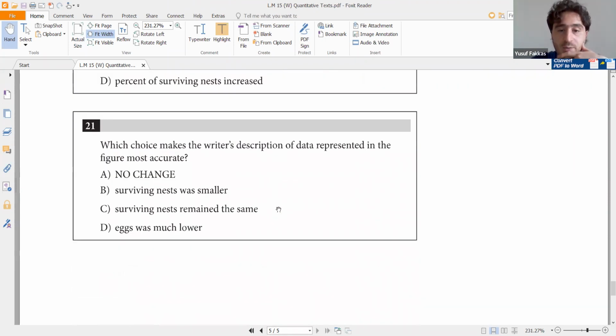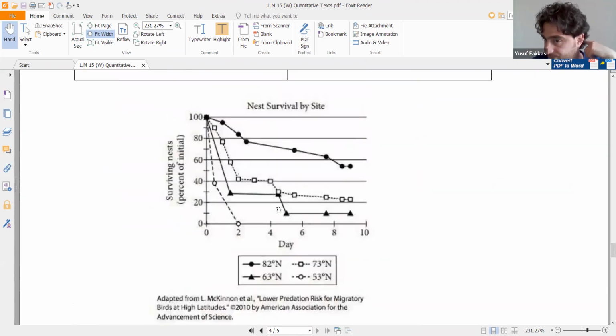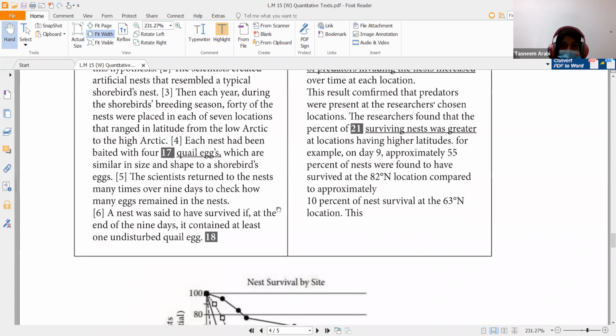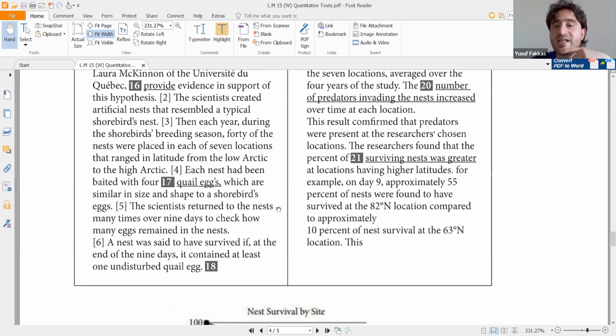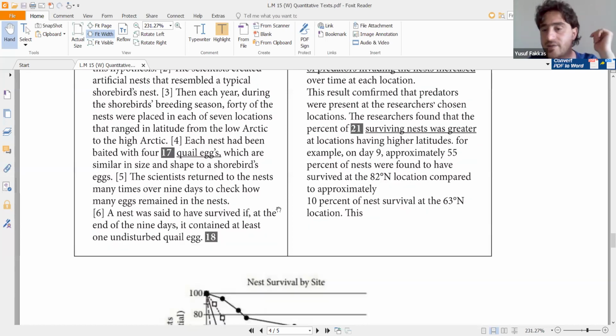So the other question, 21, what is it? I'm saying it's C. Yeah, for 20, the answer is C. For 21, these researchers found that the percent of surviving nests was greater. You cannot stop here. You need to read the whole sentence. Remember the context. Was greater at locations having higher latitudes, which means the higher the location is, the greater the percentage of surviving nests is.